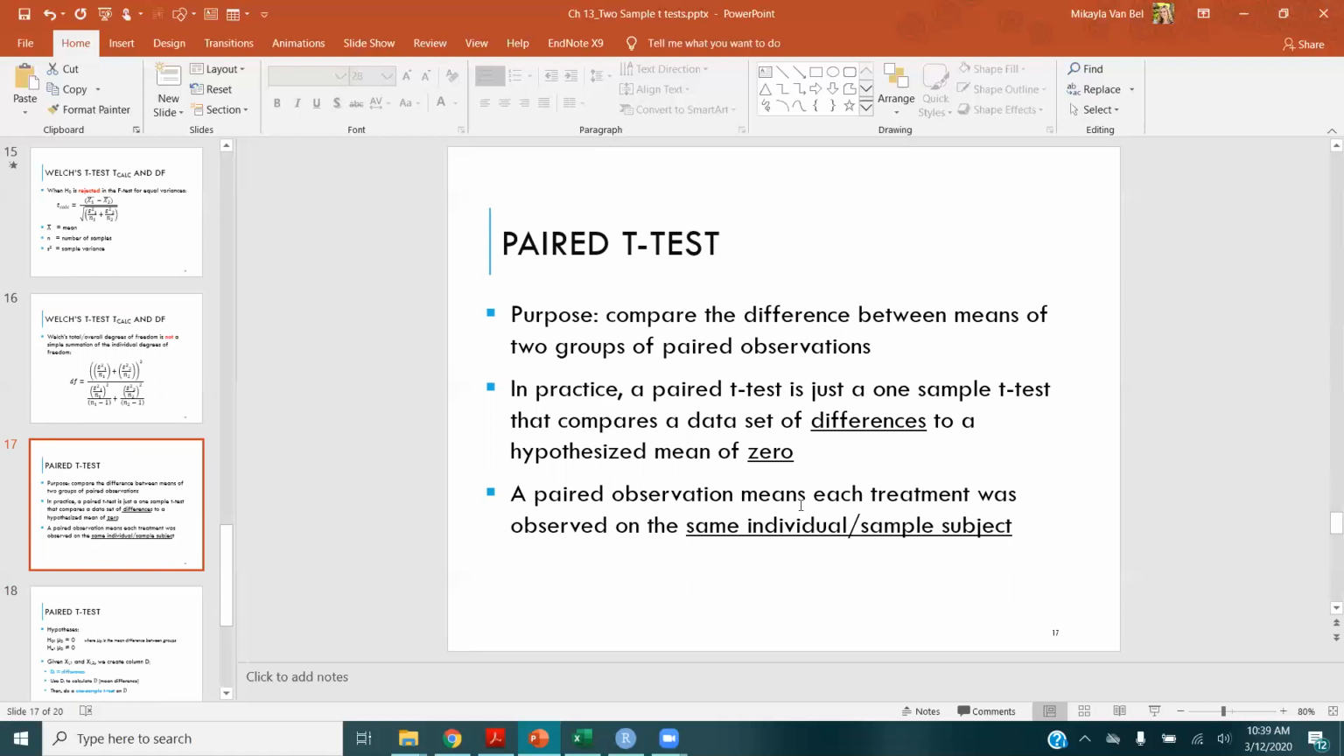The purpose of these is slightly different, and it's to compare the differences between means of two groups of paired observations. In theory and in practice, a paired t-test is really just a one-sample t-test that compares the differences of the data sets to a hypothesized mean of 0. What this means is the paired t-test is a more powerful t-test than the independent t-test, but we can only do it if the data are already paired for samples or individuals.